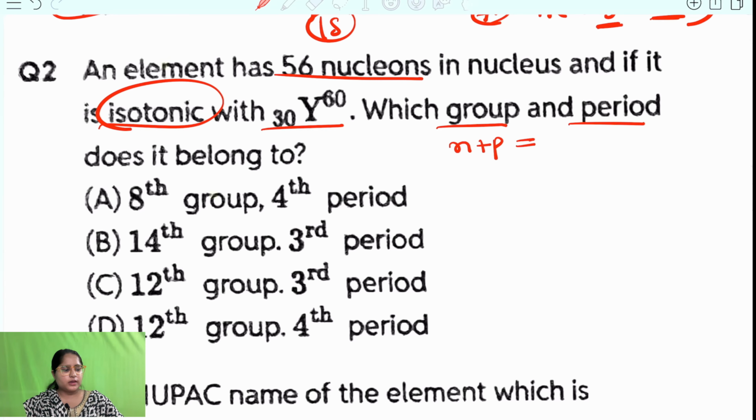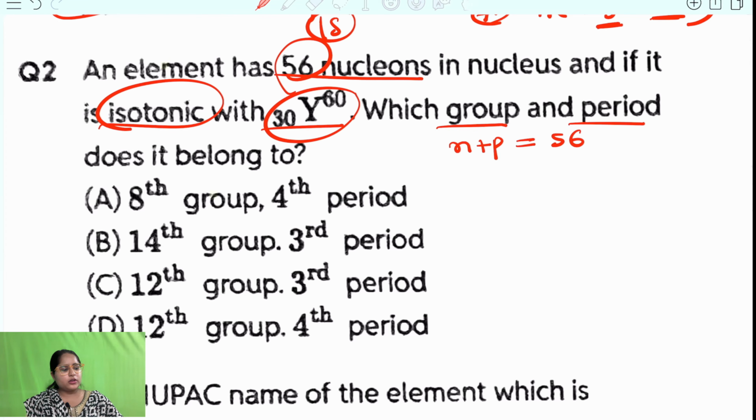Okay, the value is given as how much? 56. Now, and it is isotonic, meaning the number of neutrons of Y is equal to that of this element which has 56 nucleons. Clear? So let us find out the number of neutrons for Y.